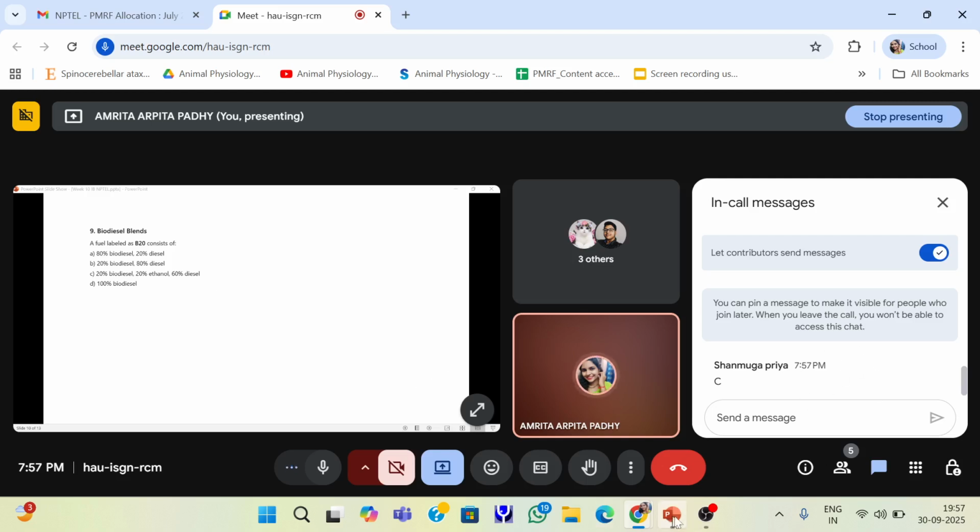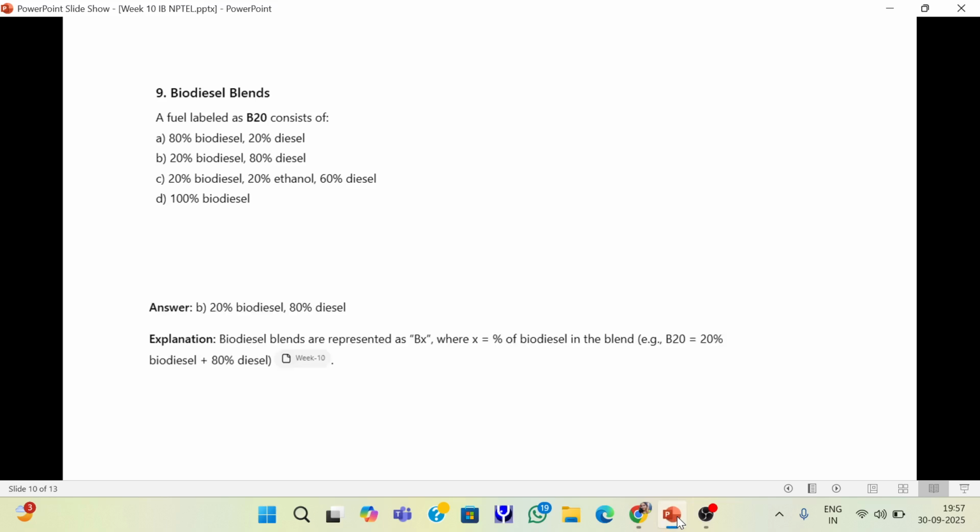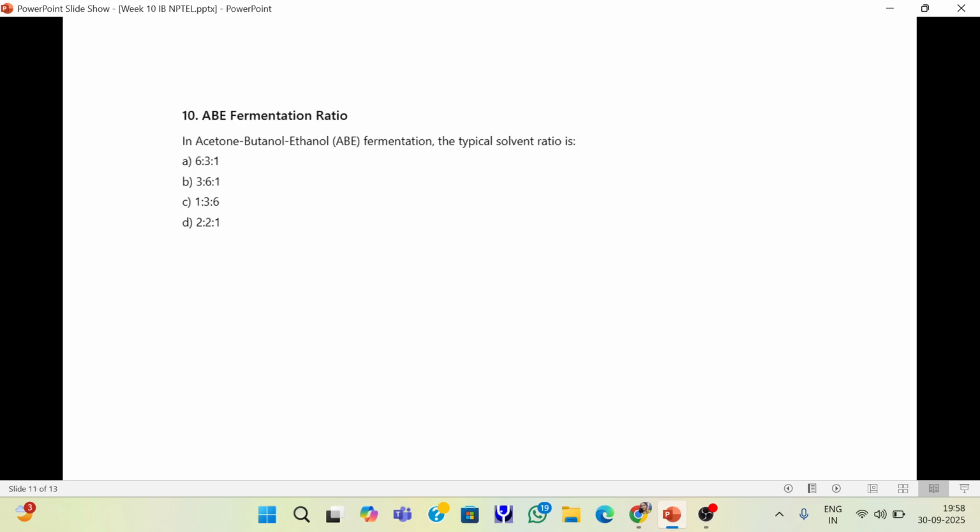Okay, let's see what is the correct answer to this question. It is B, 20% biodiesel and 80% of diesel. So the biodiesel blends are represented as BX, where X is equal to percentage of biodiesel in the blend. That is, B20 means 20% biodiesel, right? And the rest, 80%, is diesel. There is no ethanol in the biofuel. Okay, so B20 means 20% is biodiesel and 80% is diesel. On to the next question.